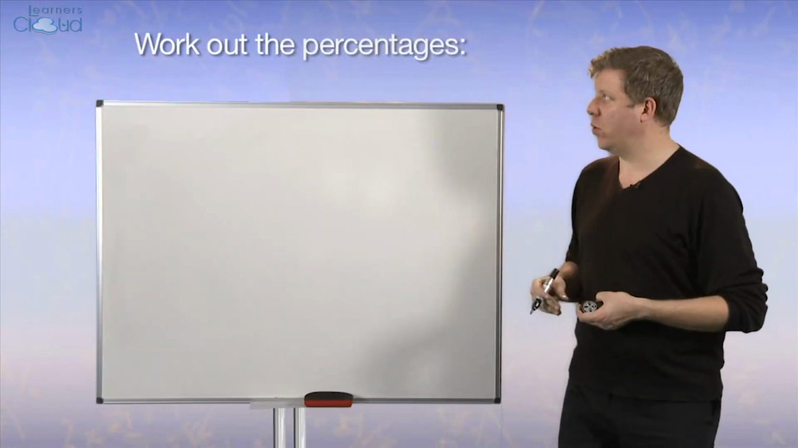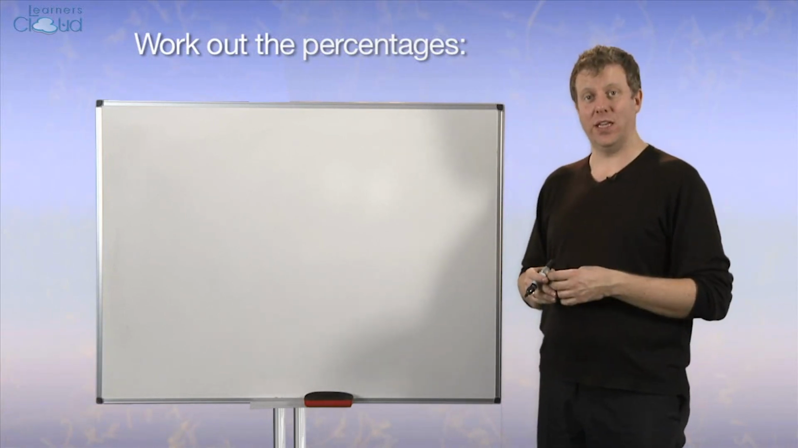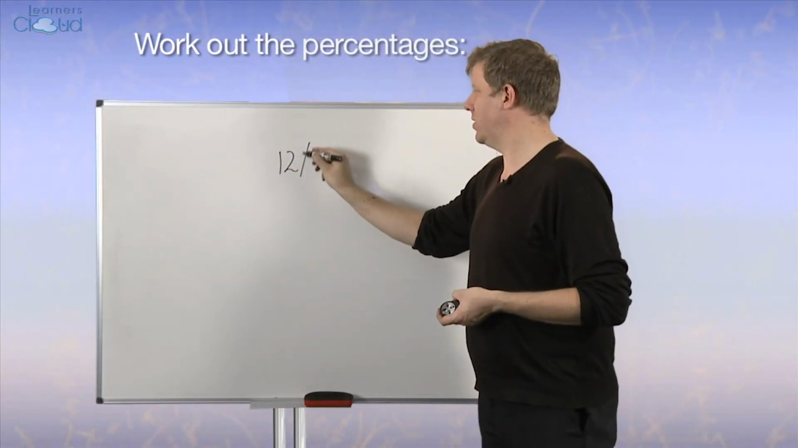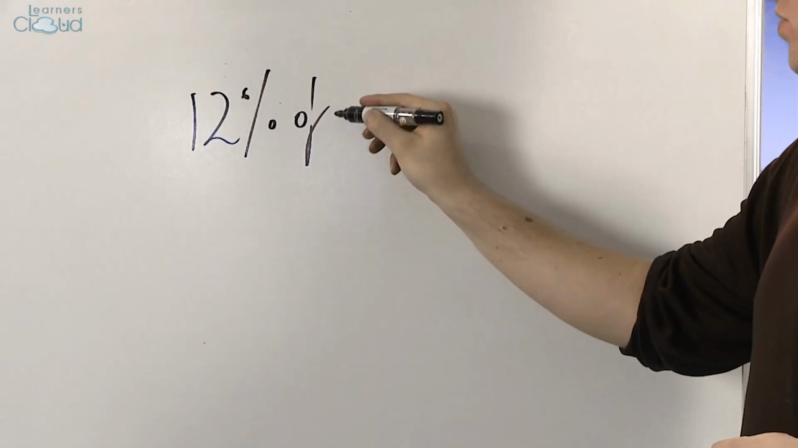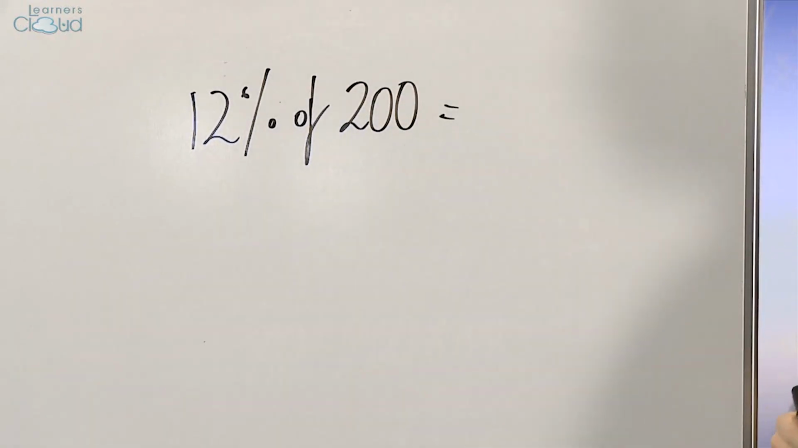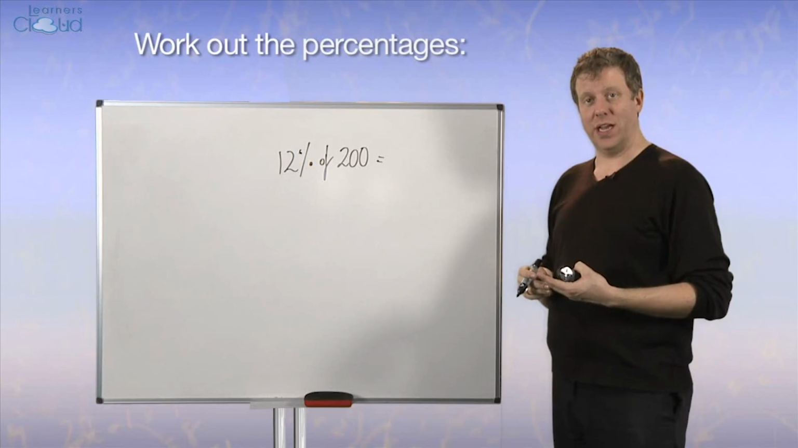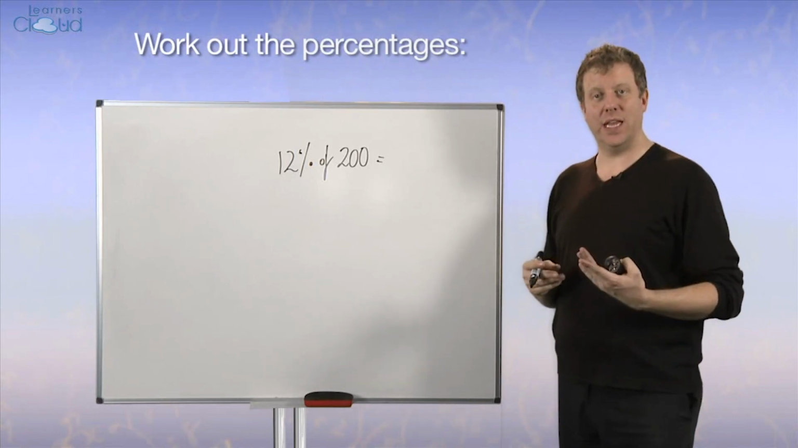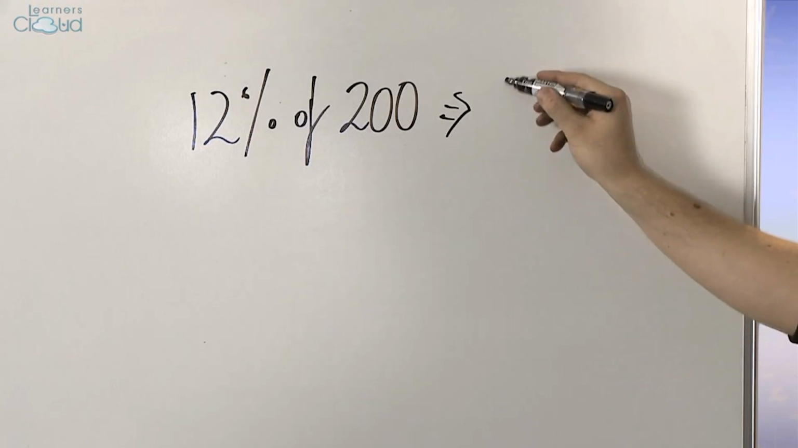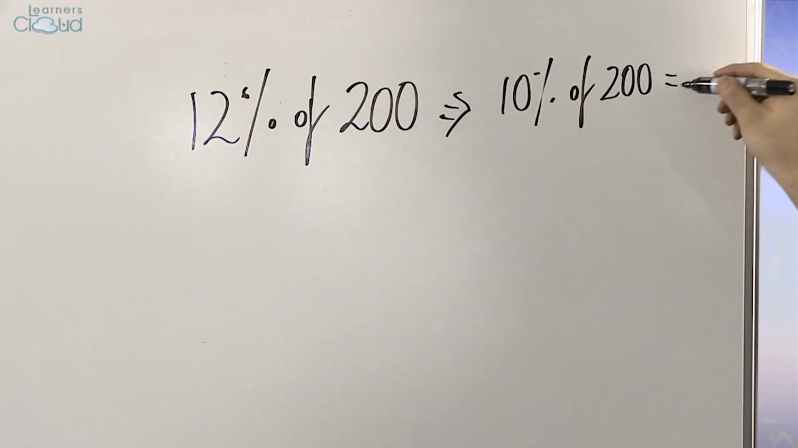So these first few questions are asking us to work out the following percentages without a calculator. So the first one we're going to do is 12% of 200. Now remember from the last slide, the easiest way to calculate things without a calculator is to work out 10% and use that to help you. Now 10% of 200 is 20.